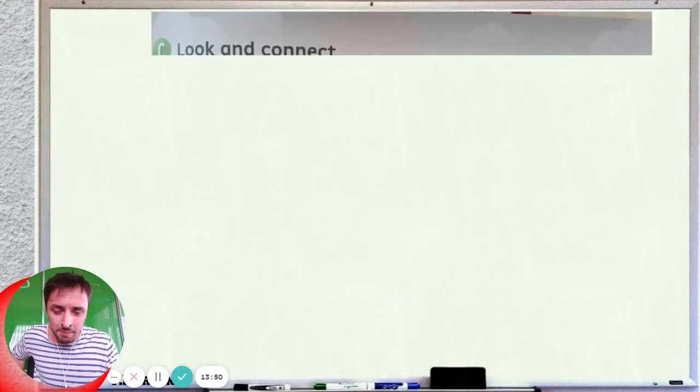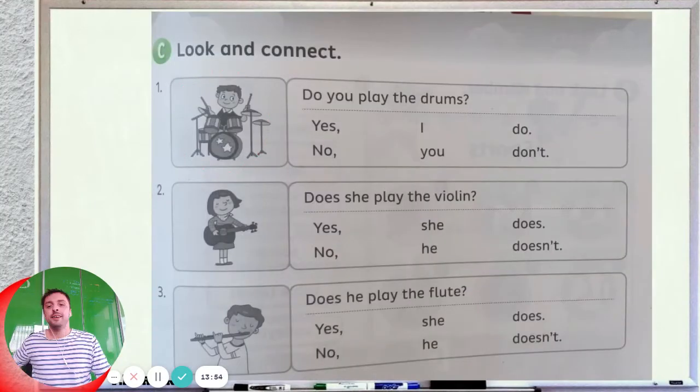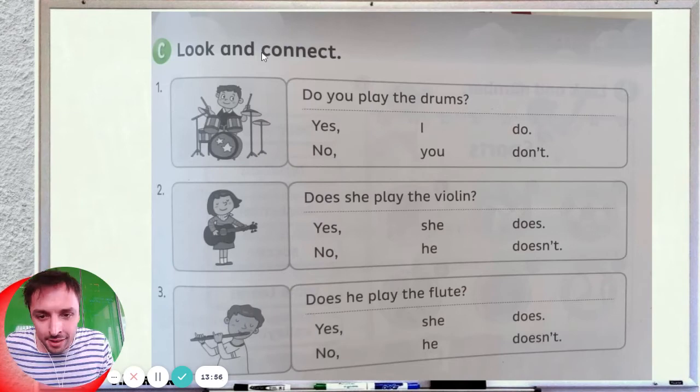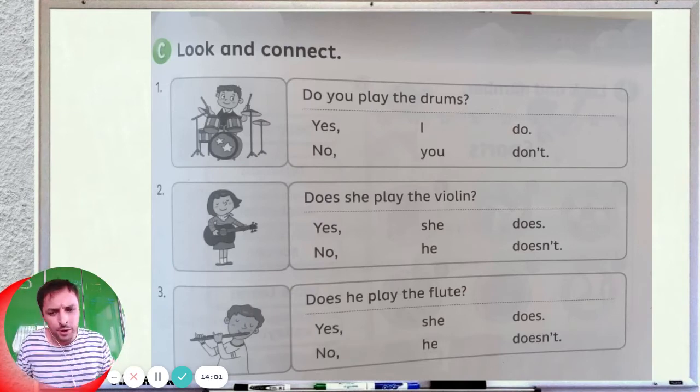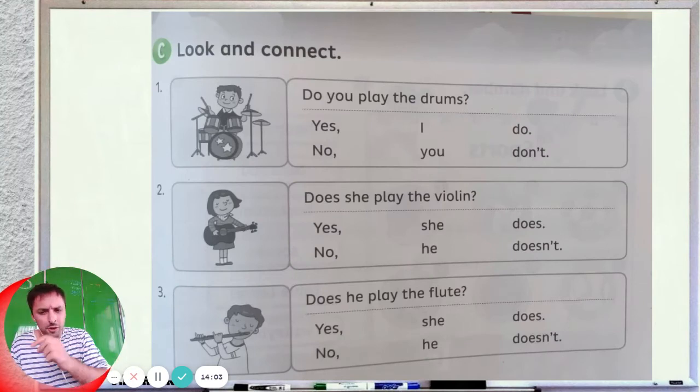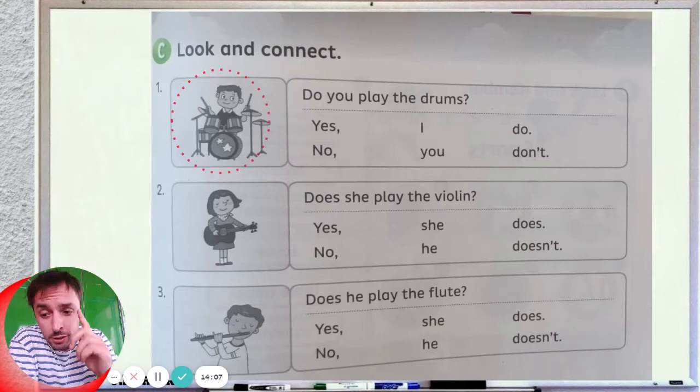Okay, next up, activity C. It says look and connect. But I don't want you to connect. I want you to circle. Okay, I want you to look and circle. Okay, first let's look at the picture. What is this picture? What is he doing?